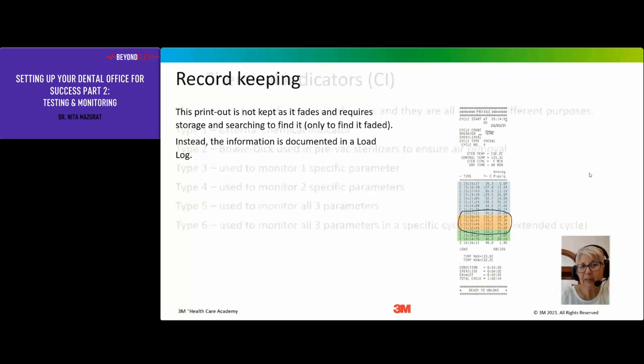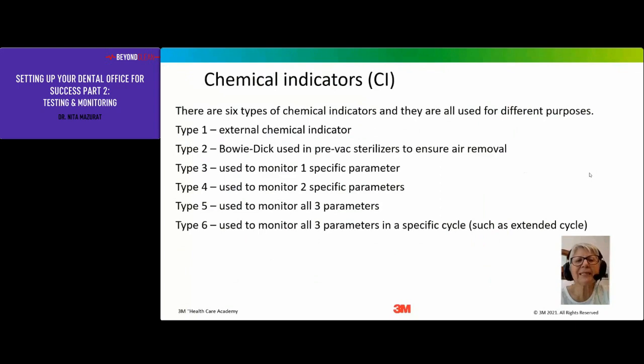Chemical indicators. There are 6 types of chemical indicators. They're all used for different purposes, and they're by type, showing there's really not a hierarchy. They're just chemical indicators. Type 1 is an external chemical indicator. Type 2 is the Bowie-Dick. Type 3, I don't think I'd ever seen one. It just monitors a single specific parameter. Type 4s are being phased out in Canada because they only monitor 2 specific parameters.